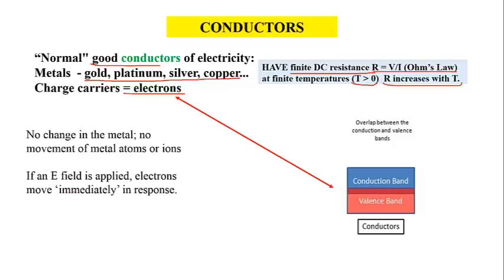So there's no change in the metal when you have current flowing through it. There's no movement of atoms or ions. It's just strictly electron motion. So if you apply an electric field, electrons move immediately in response.